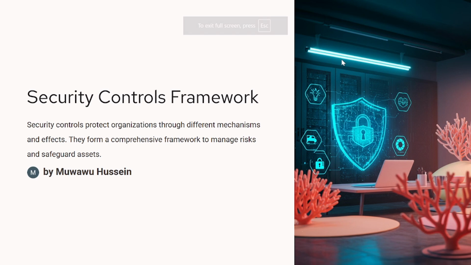So let's look at the security controls framework. Security controls protect an organization through different mechanisms and effects. They form a comprehensive framework to manage the risks and safeguard organization assets.